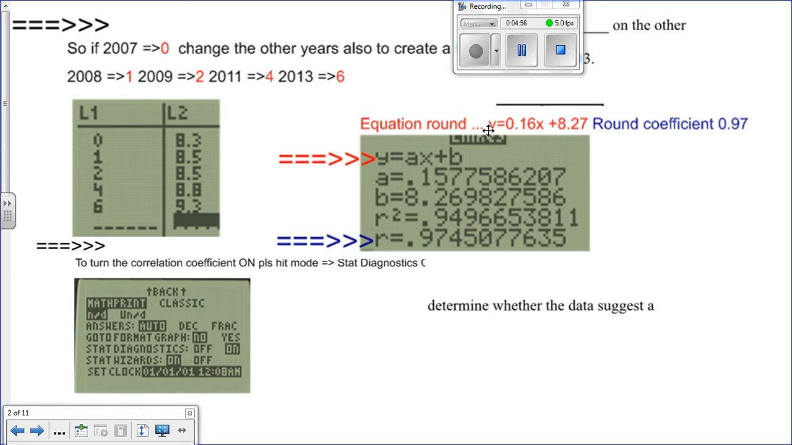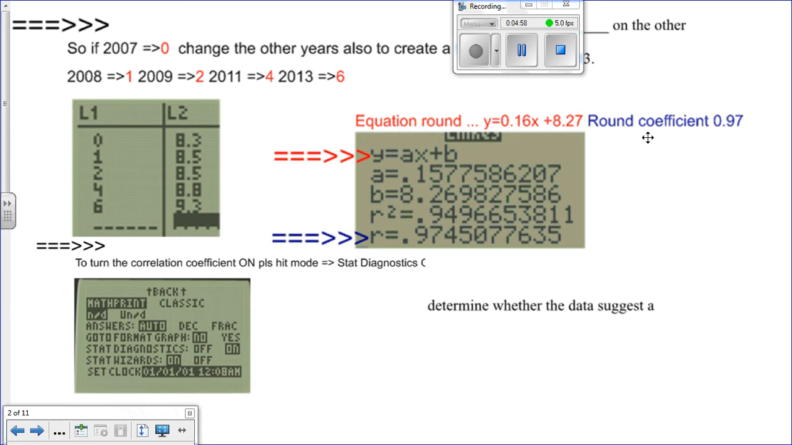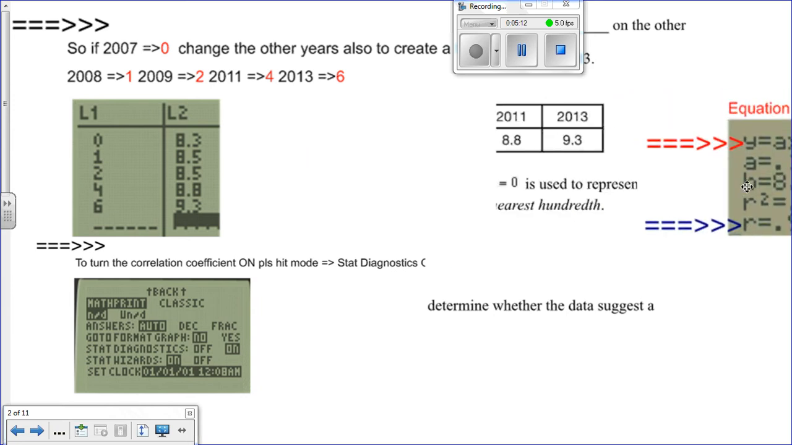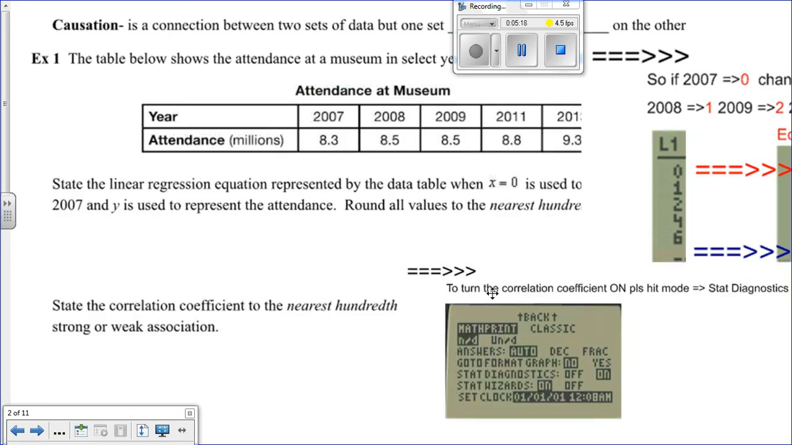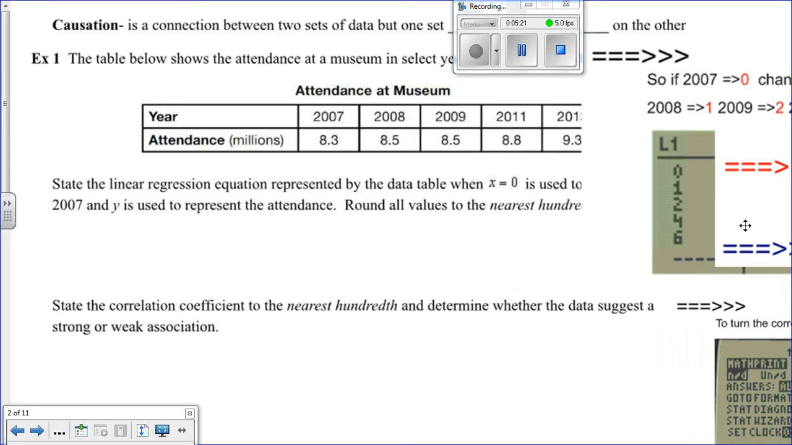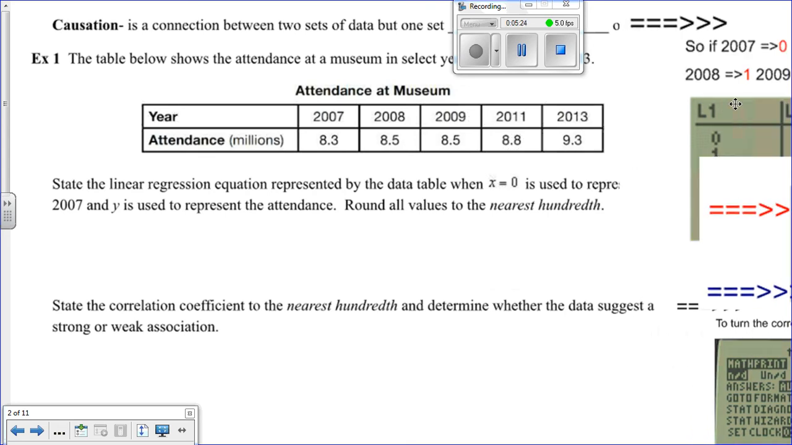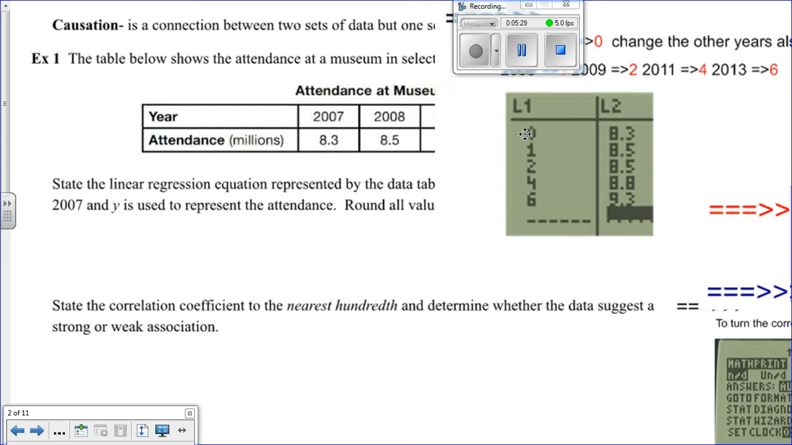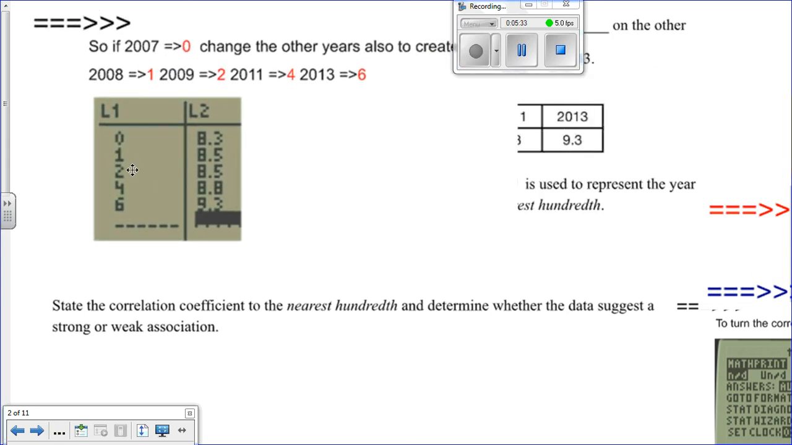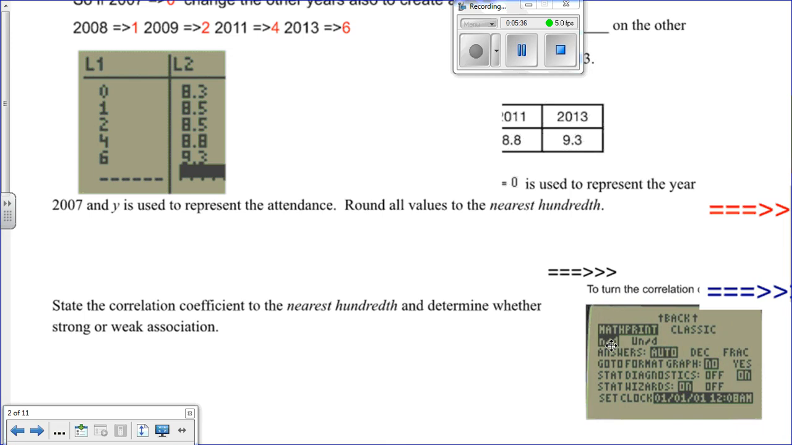So again, I feel like I explained this pretty well, but I want to make sure that there's no question of what we did. So, first thing we did, as a review, took our numbers, created a table. From that table, I used my statistical feature on my calculator by turning the stat diagnostic on. Once I get this in, I hit stat calc. I hit number 4. It brings up the equation of the line, but it also brings up my coefficient.